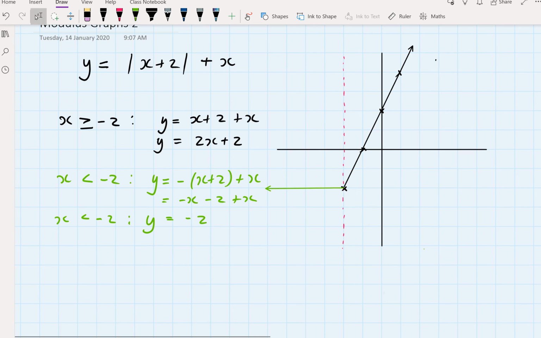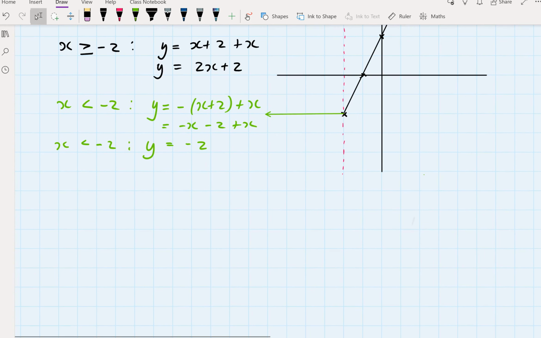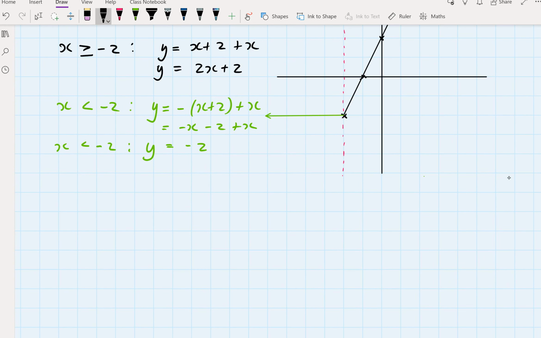If we take another example, what happens if I have something like this? If I've got y is equal to, let's just change the modulus this time, let's make it x minus 2, and instead of just having a simple variable at the end, I'm going to include another little linear function on there. So y is going to be the modulus of x minus 2 plus 2x minus 1.